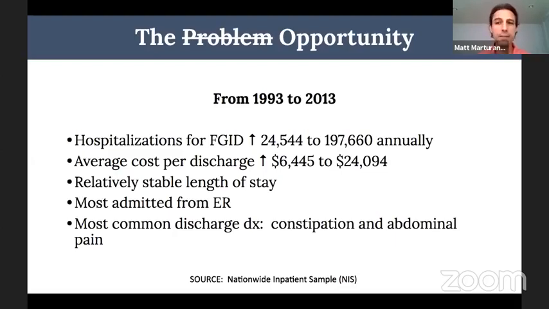And so after all of this, people showing up in the ER, becoming admitted to the hospital, tens of thousands of dollars being spent on their care, they leave, and their most common diagnosis was constipation and abdominal pain. And I'm sure if you've been working with these patients at all, you know that these are very broad and general diagnoses.